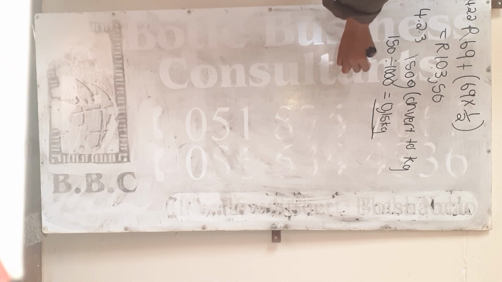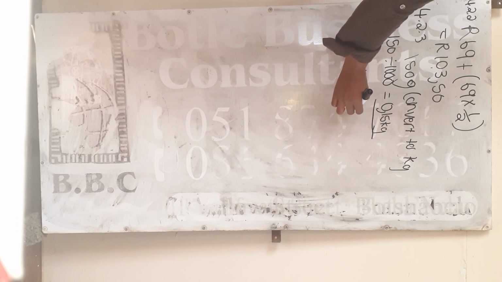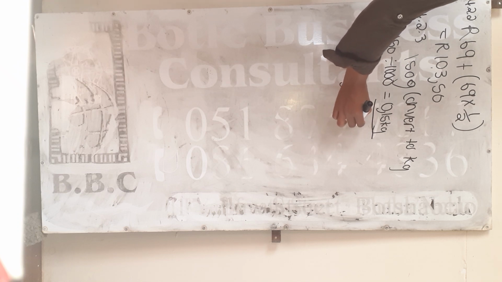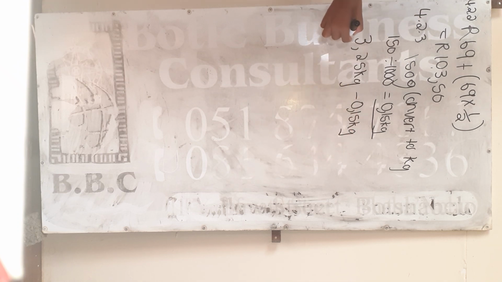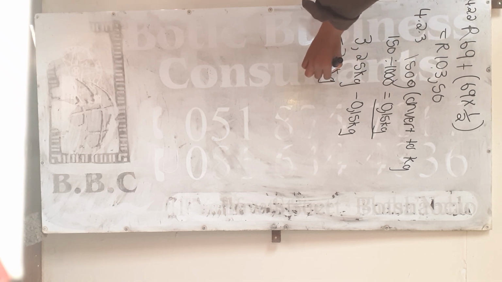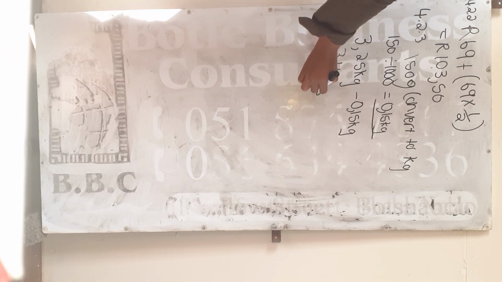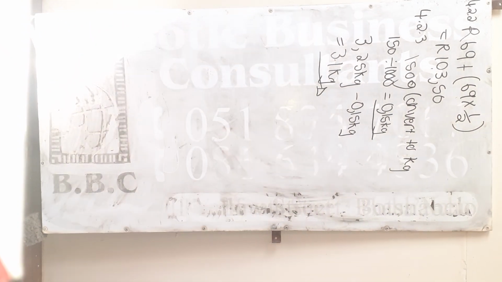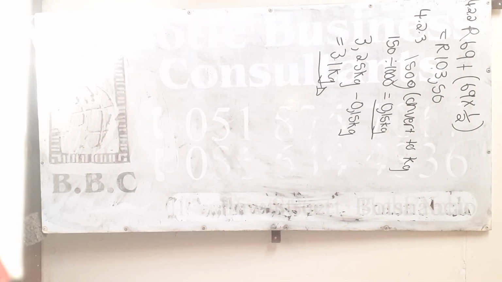And now we will say 3.25 kg minus 0.15 kgs, and that will give us 3.1 kgs. Yes, so that is the weight of the meat.